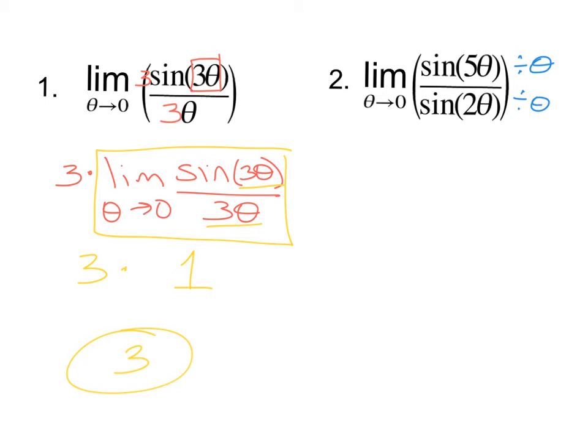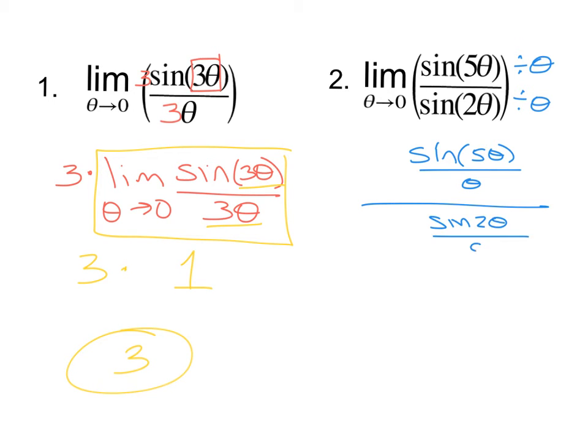Whatever I do on the top, I need to do on the bottom. So I'm going to rewrite this as sine of 5 theta over theta, all over sine of 2 theta over theta. And this is all the limit as theta approaches 0. So I divided the top and bottom by theta. So now this looks closer to what we want it to be.